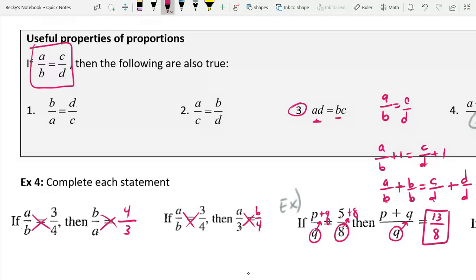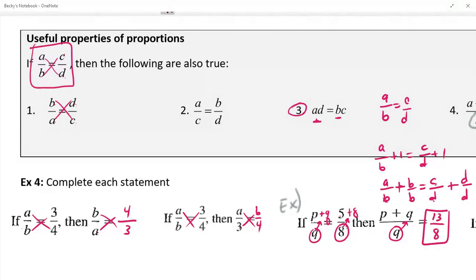Now, first is we could flip these. So instead of A over B, I can write B over A. Instead of C over D, I can flip it and make it D over C. And it stays true. Whenever you cross multiply, you're still cross multiplying the same numbers. Notice it's A times D, and here it's A times D, B times C, and B times C. So it works. You're allowed to do that.